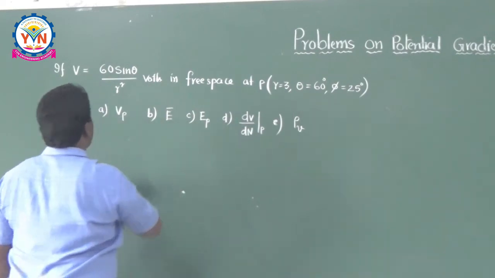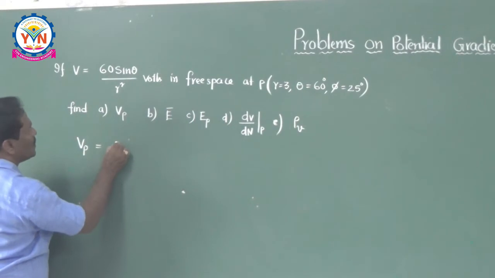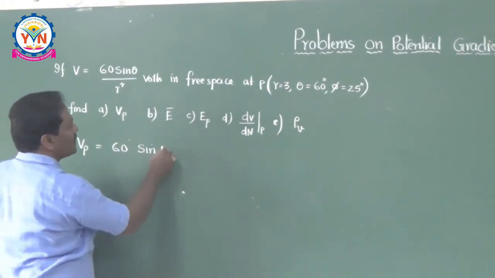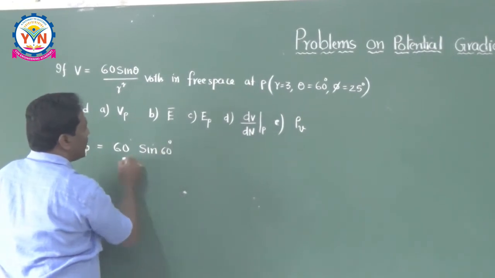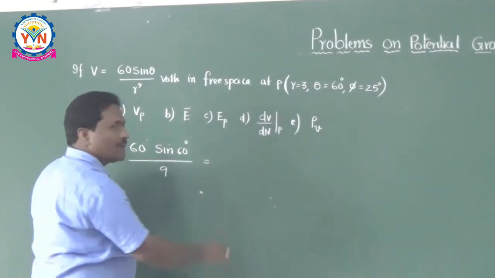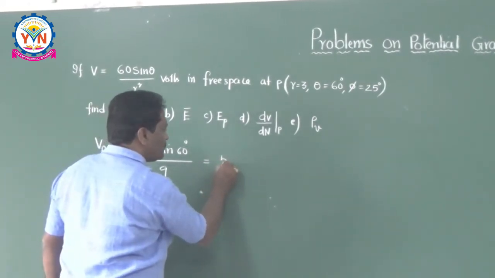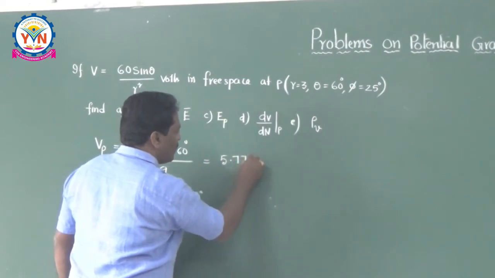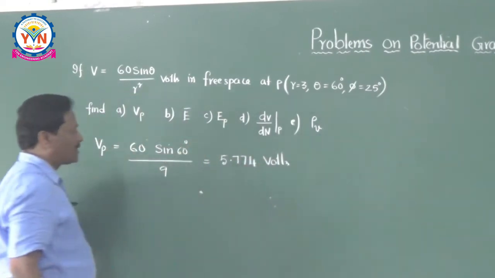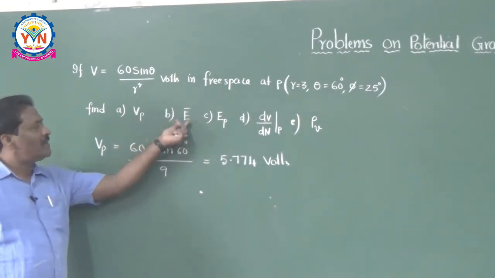First, the potential at the point P. Vp is equal to, just substitute the point, 60 sin theta. What is the theta he has given? Sin 60 degrees divided by r square, which means 9. If you calculate this, you are going to get 5.774 volts. Just calculate with your calculator. This is the answer for this. Don't waste the time.